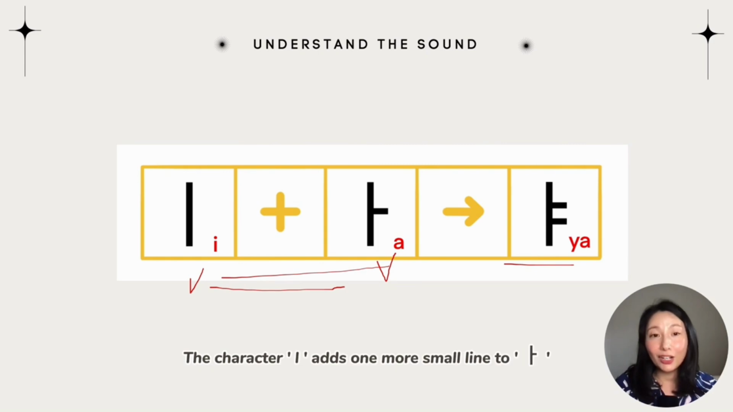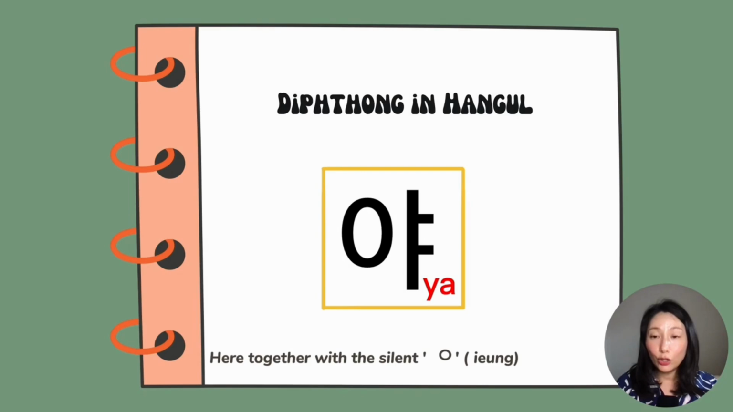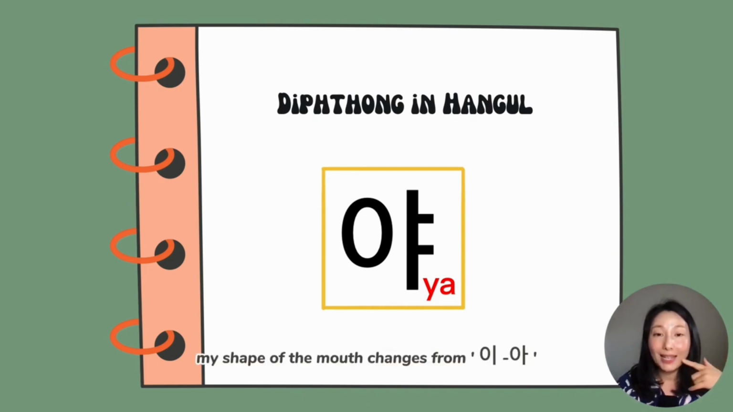The character E adds one more small line to ah. Then it becomes ya. Here, together with the silent ieung, it makes a complete structure of the syllable ya. If you notice when I pronounce ya, the shape of my mouth changes from E to A.